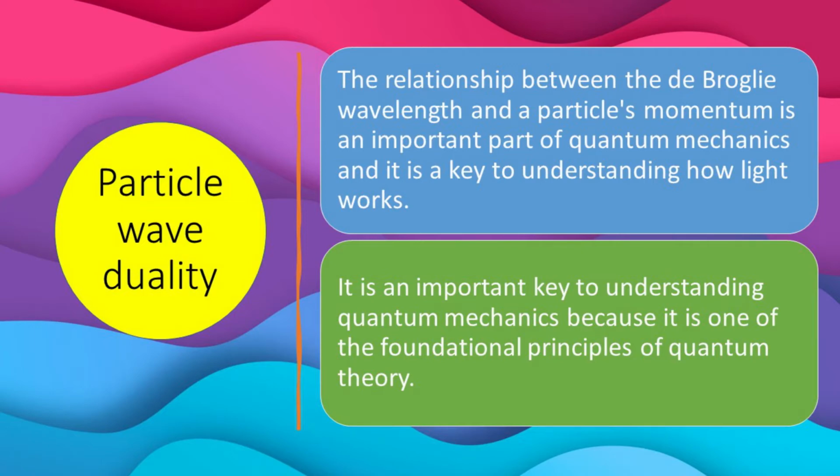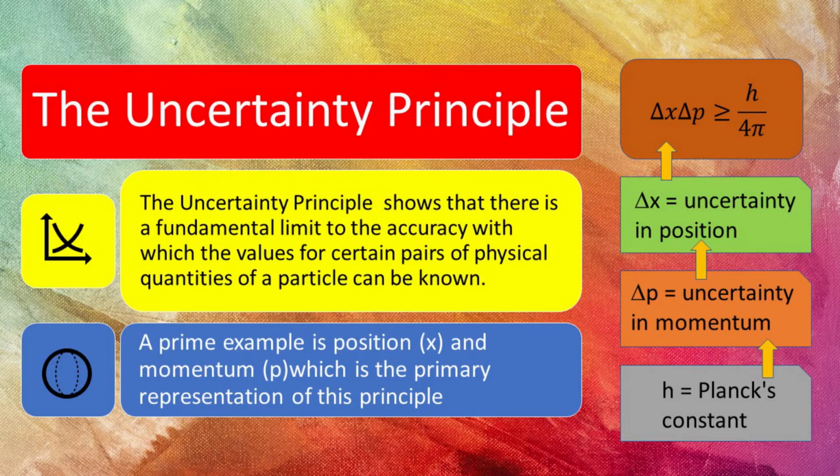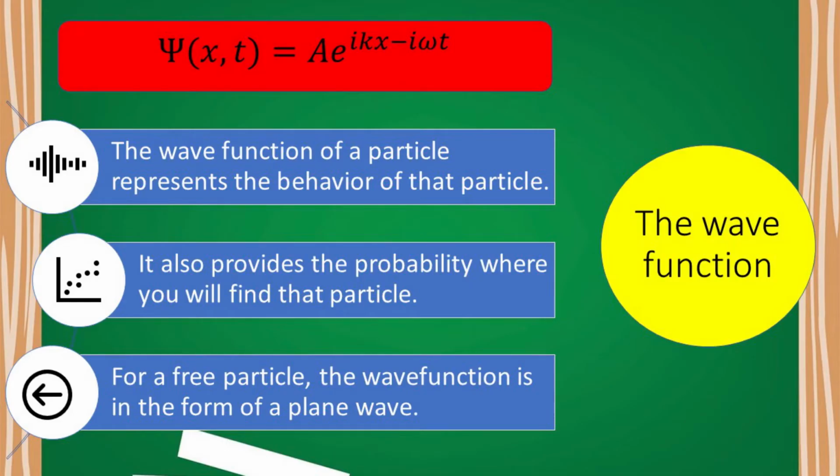The uncertainty principle shows that there is a fundamental limit to the accuracy with which certain pairs of physical quantities of a particle can be known. A primary example of this is the position and momentum of a particle, which is why it is the primary representation of this principle. The wave function of a particle represents the behavior of that particle. It also provides the probability of where you will find that particle.